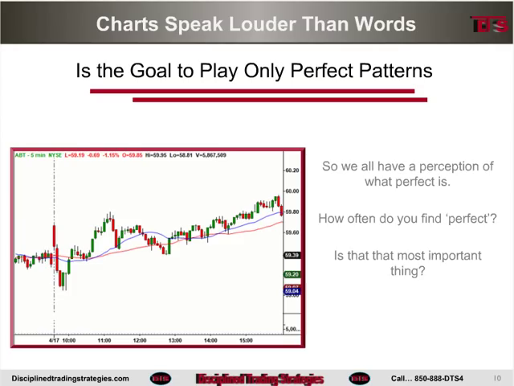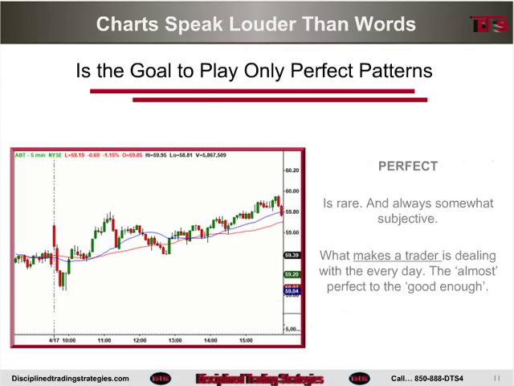Look at this chart here. I want to make a point on this chart that's really important. Let's say for whatever reason many people agree this is the perfect chart pattern. Remember that test I gave you a few minutes ago about driving down the road and whether or not you care about the obstacle? It's also always somewhat subjective.